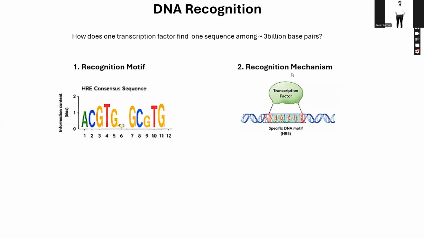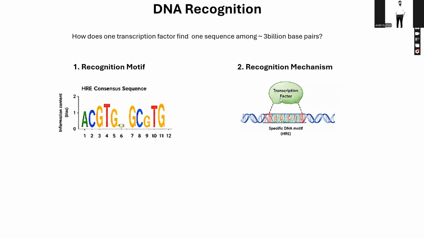These are the two: the transcription factor recognition motif and the recognition mechanism. As I have told you, the transcription factor recognizes a short specific DNA sequence, like 6 base pairs or 6 to 20 base pairs. But in the recognition mechanism, what happens? The transcription factor has DNA binding domains that read the shape and the chemical features of the motif.